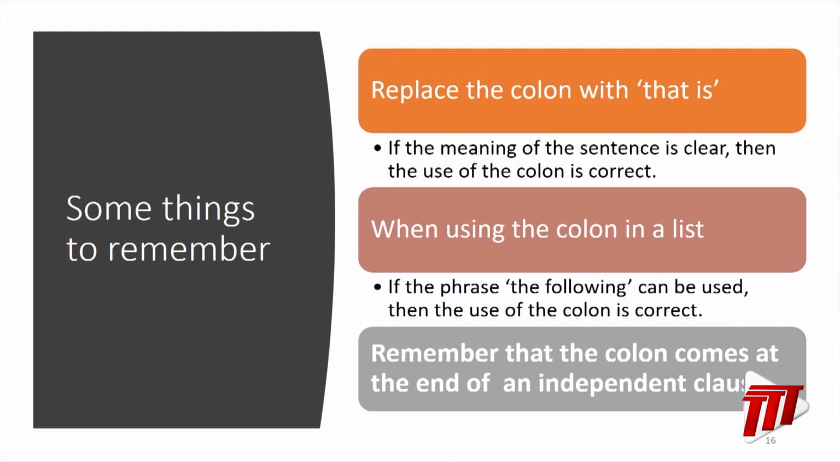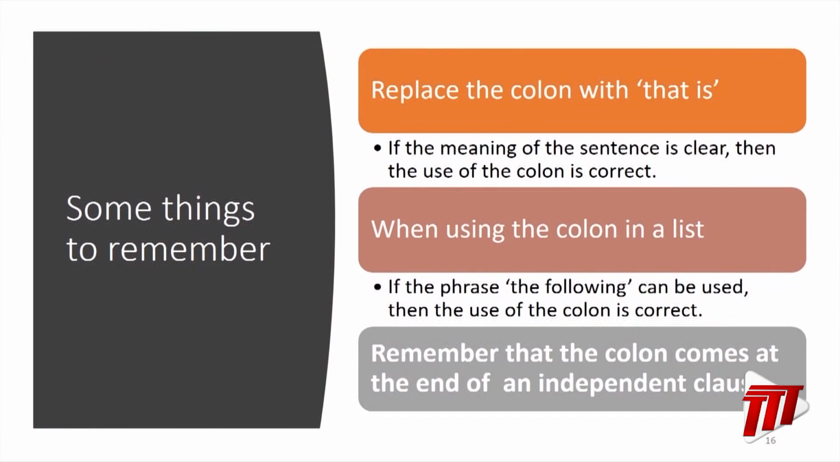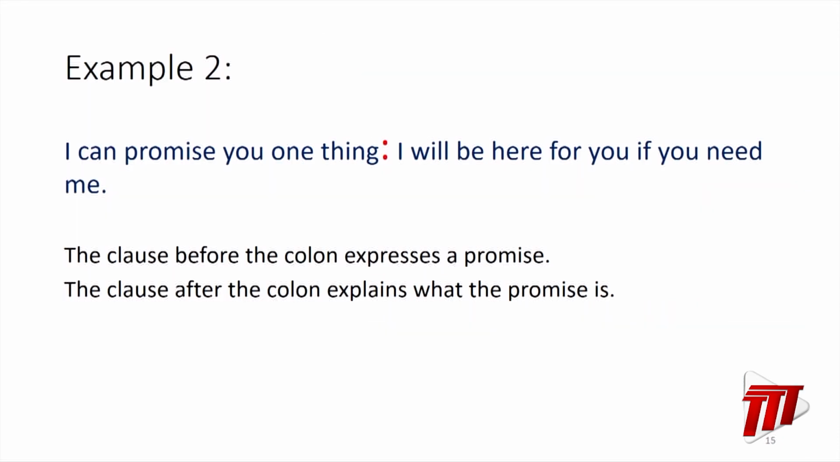So here's another example of how to know when you're using your colon correctly, because you must be able to know the rule as well as know when to use it. And the rule is knowing when to use it. So here are some things that you should remember. If you have used your colon between the clause and something that explains something, and you know the colon is going there, if you erase your colon and you put in the words "that is," so for instance, "I promise you one thing, that is, I will be here for you if you need me," you know that you have used your colon correctly because the sentence makes sense.